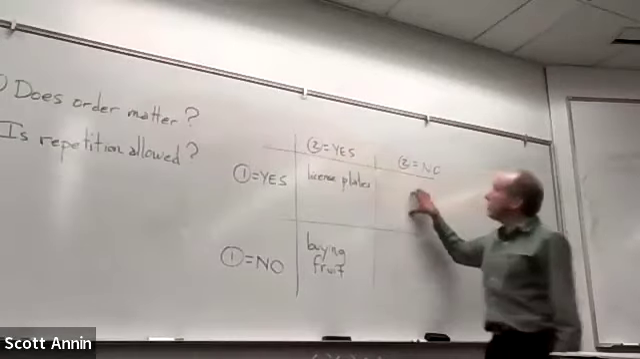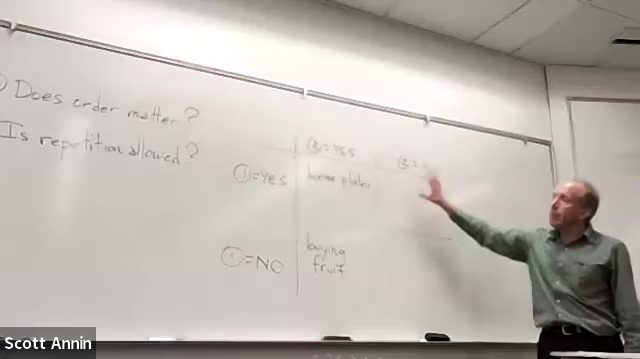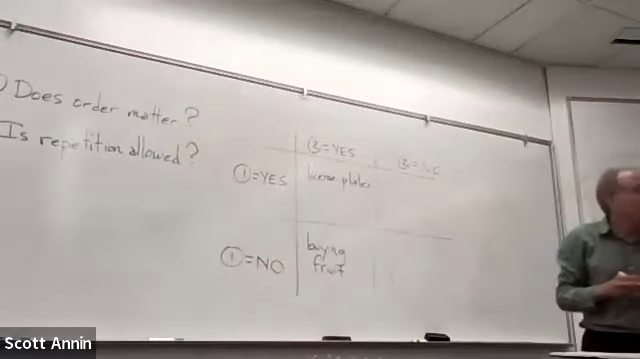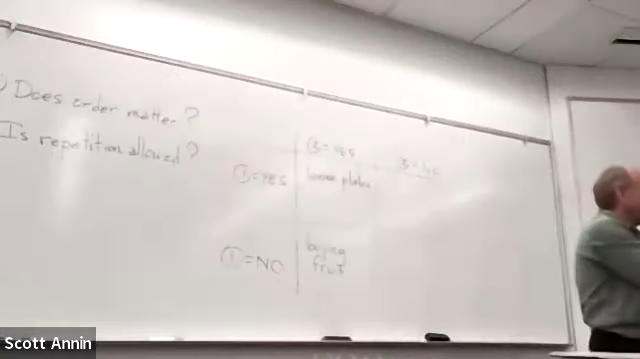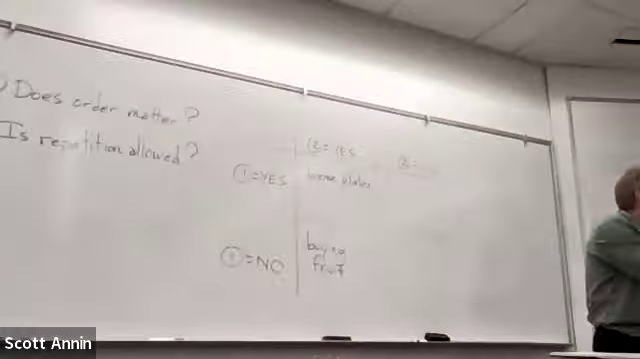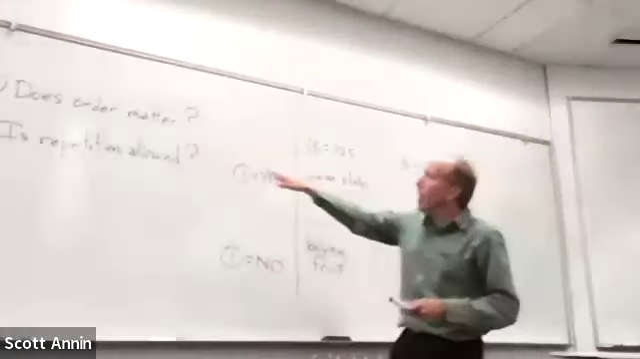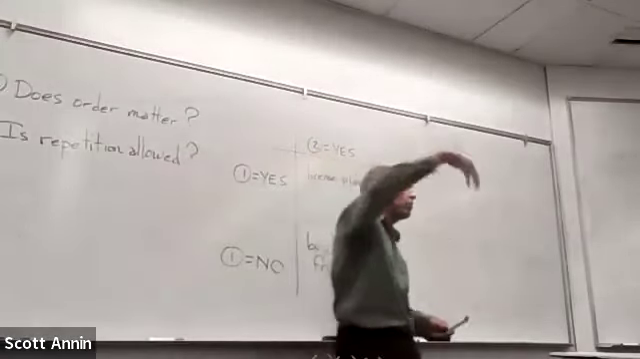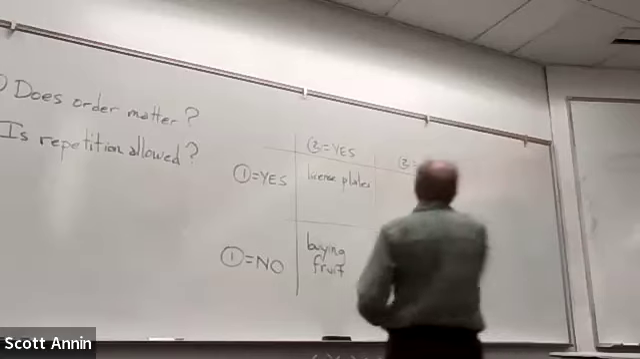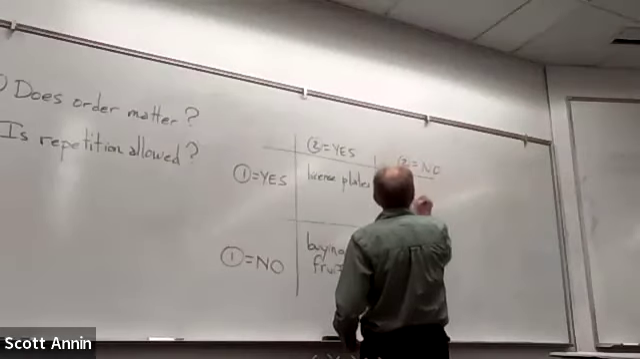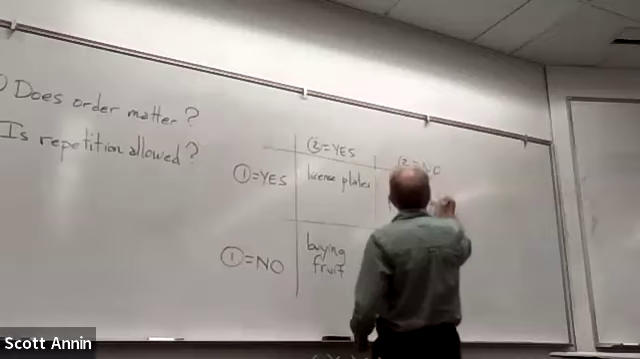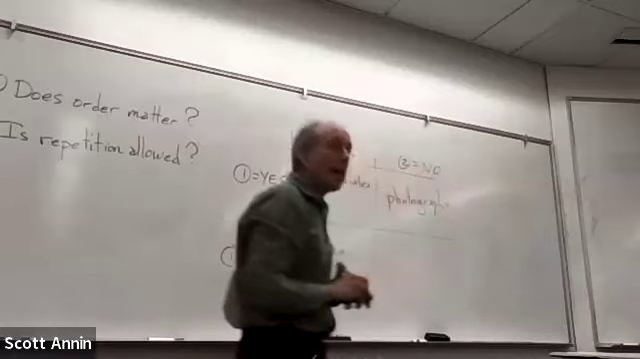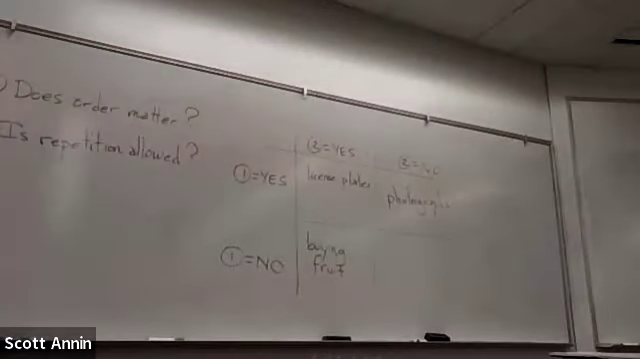What if order does matter, but repetition is not allowed? That's going to be a permutation with factorials, because as you are not allowed to repeat things, the number of choices in the slots goes down as you go along. This could be photographs. Photographs are a good example of that.